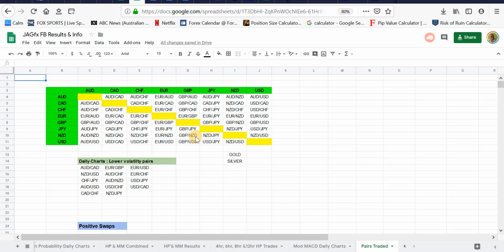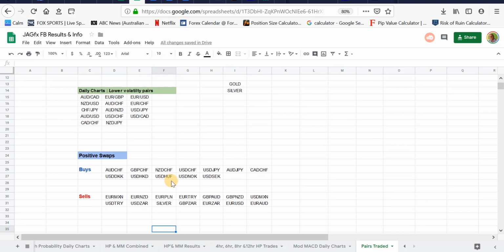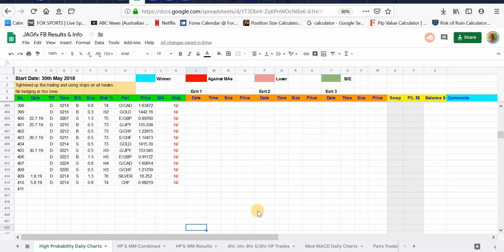And here's basically a list of pairs I trade. Just got some info. So there are all the pairs I look at, plus gold and silver, and just lower volatility pairs. I've just made some notes here. I think I've even got positive swaps, buys and sells. So if I was trading some of these exotics or some of these other trades, I know, for example, if I take a buy on the pound Swiss, big positive swap. So it's not a bad thing. I probably don't really look at that list much, but it just gives you an idea. So that's the spreadsheet everyone's got access to. Like I said, it's in that files folder in the Facebook group.